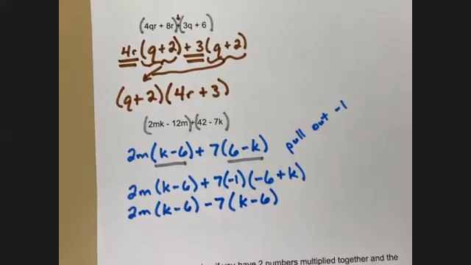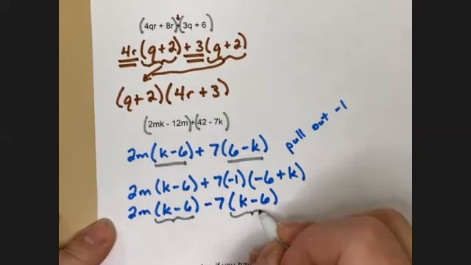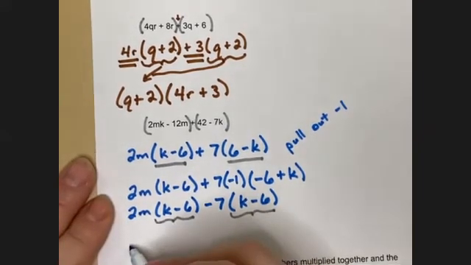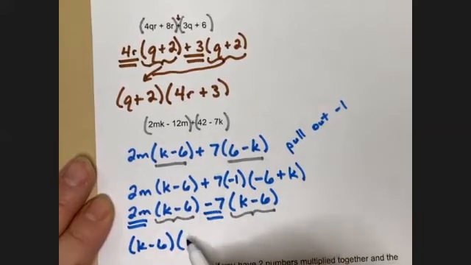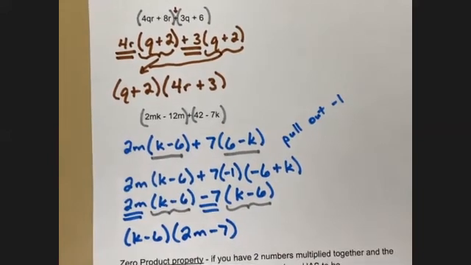So now they both have the same common factor, which is k minus 6. So I have k minus 6, and then in parentheses, I put what's left, 2m minus 7. And if I were to FOIL that all back out, I would end up with exactly what I started with. All right, so there we go.